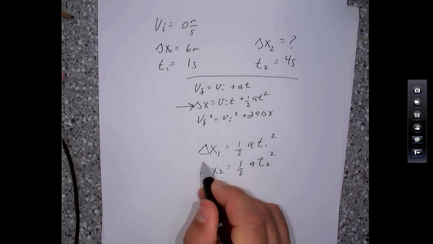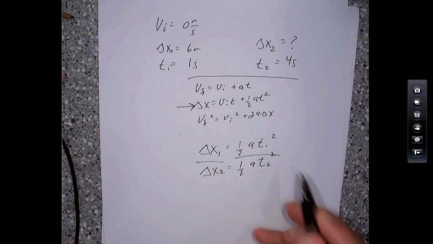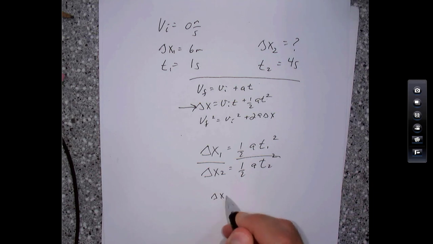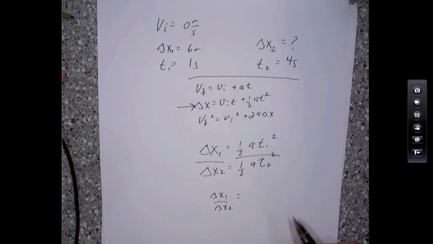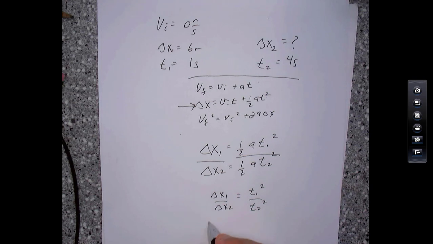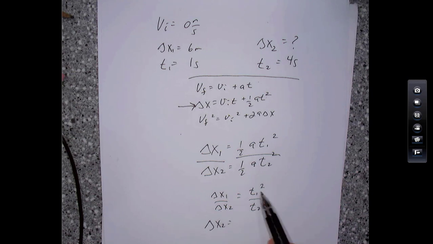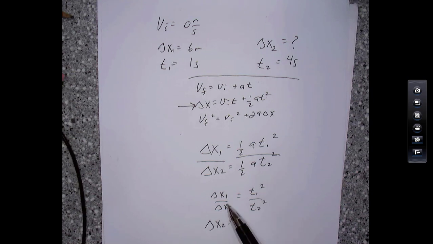Now, if I take this side and divide it by this side, something nice happens. Delta x1 over delta x2. The 1/2s and the a's cancel out. This would be t1 squared over t2 squared. And then I can solve for delta x2. That's what I'm trying to find out. So I'm multiplying both sides by delta x, however you want to do it. Flip it over and then multiply both sides by delta x1. I'll leave you to figure out the algebra part of it. I'm just going to give you the answer here.